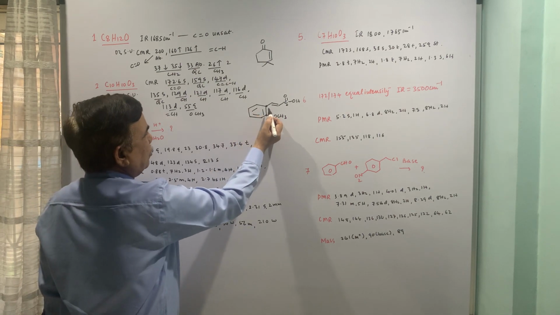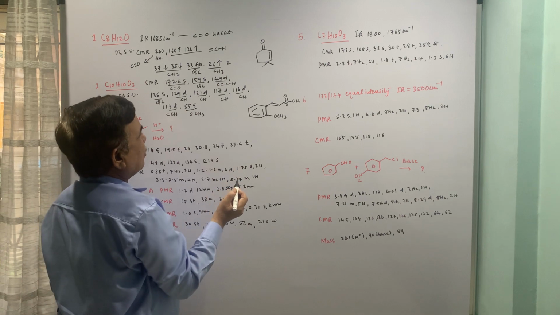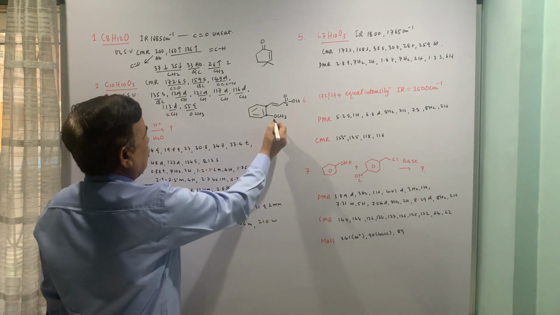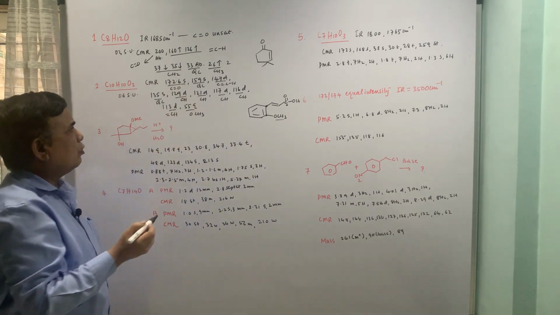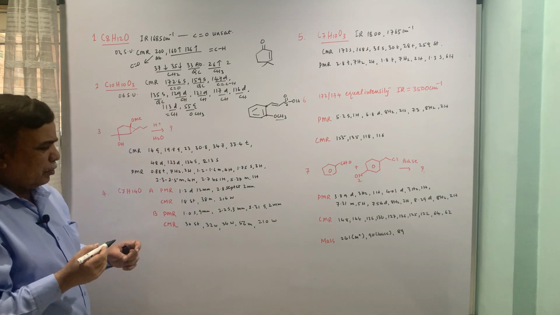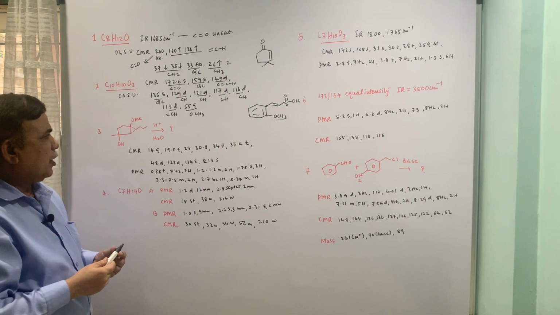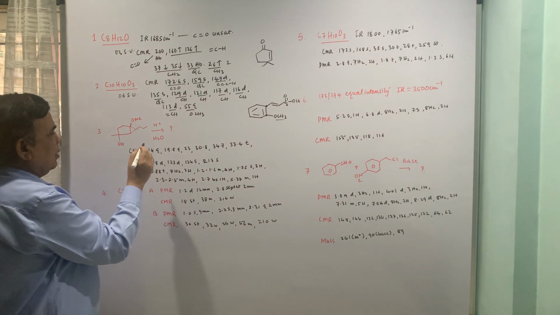1, 2, 3, 4, 5, 6 aromatic CH are there, or olefinic CH are there, and OCH3 is also there, and carboxylic acid 172.6 is also there. So this is nothing but your ortho-methoxycinnamic acid. Okay, now moving on to the third example.